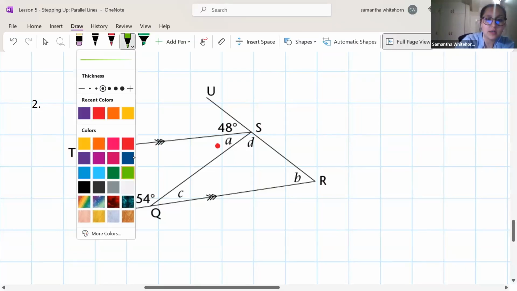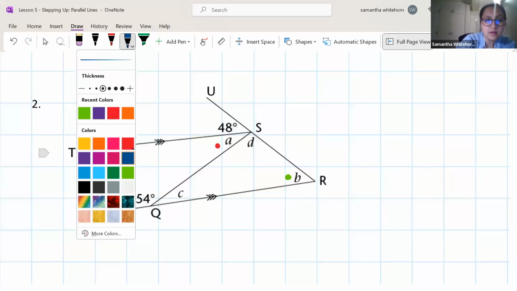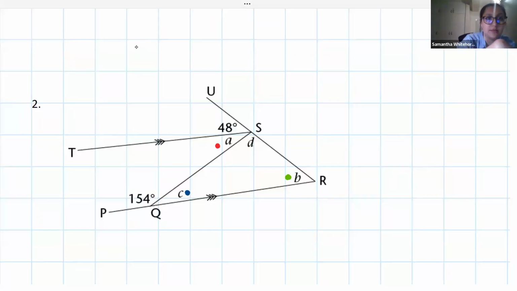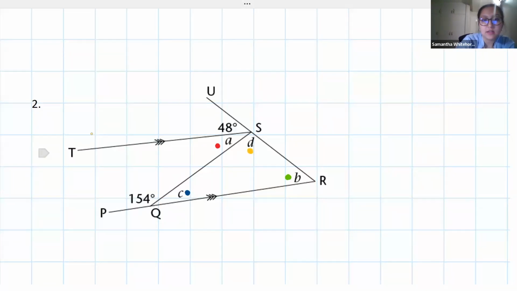Maybe I should go alphabetical. So angle A, angle B, angle C, and angle D. So there are 4 angles that I'm asking you to find the sizes of here: A, B, C, and D.